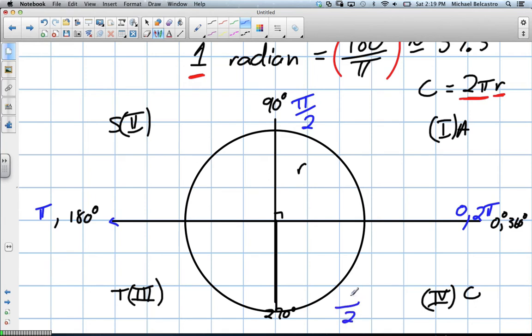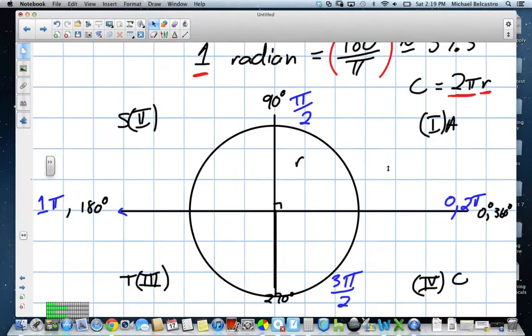Let's say we did it over 2 pi. If this is 1 pi, right? This would be considered what? And then if that's 2 pi? 1.5. 1.5, or also known as a fraction, is 3 over 2. Okay, so 270 is also known as 3 over 2. Okay, or 3 pi over 2.